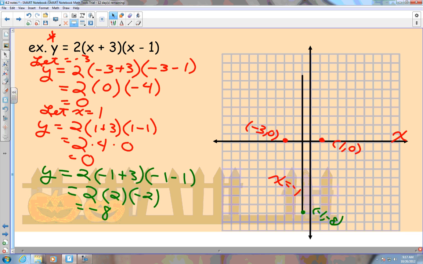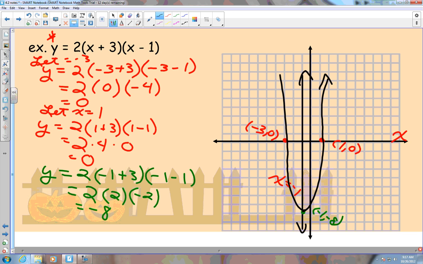So at this point, now I can draw my parabola. I know it's negative 1, negative 8. These points tell me it needs to go up. It shouldn't be quite that wavy. Let's see if I can do better on this side. There we go. So it looks something like that. Does that make sense? Yep. That's what we're going to do with our graphs. You only have to do 3 points today. That's pretty neat. Okay, good.